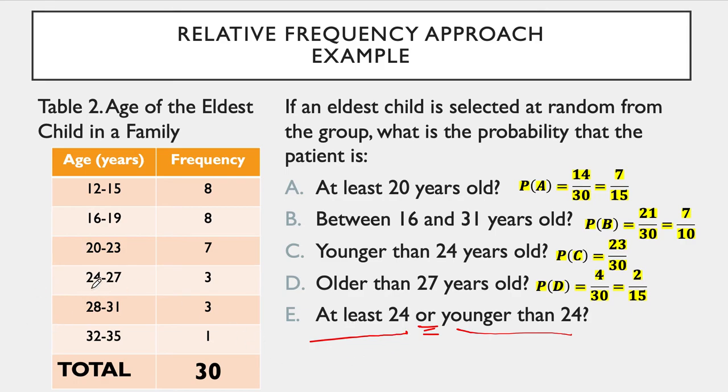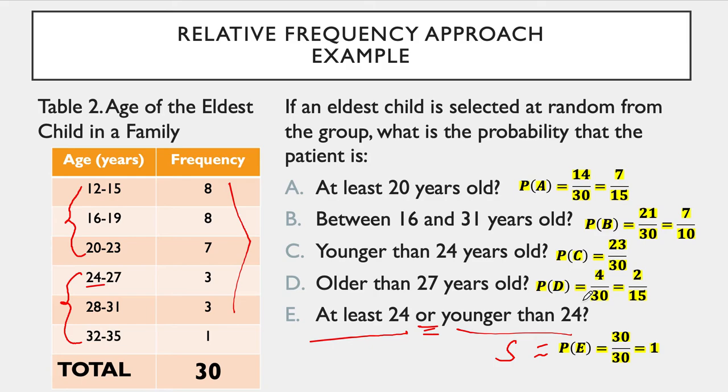So where's at least 24? 24 is here. So at least 24 is including that. Or younger than 24 is going to be including this. What we'll do is to include everything, to add everything, because this is an or. You can either get at least 24 or younger than 24. So imagine the word or to be adding them up. So if we're going to add them all, it's going to be equal to the total frequency. So the total frequency is 30 divided by 30 is going to give us 1, and this tells us that this probability of E is what we call a sure event. This is a sure event.